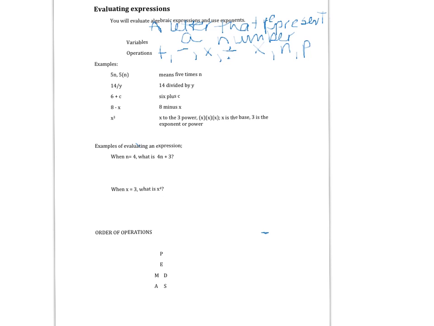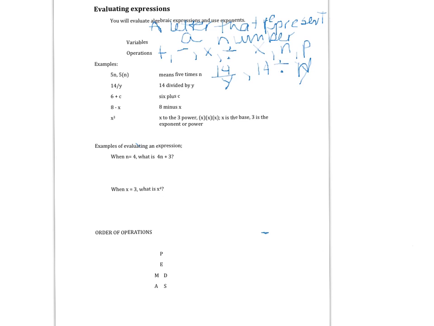So some examples that I have listed here are 5n, or 5(n), that means 5 times n. 14/y means 14 divided by y, or you could write that as 14 over y, or 14 division sign y. Sorry about that. 6 + x means 6 plus x. 8 - x means 8 minus x.